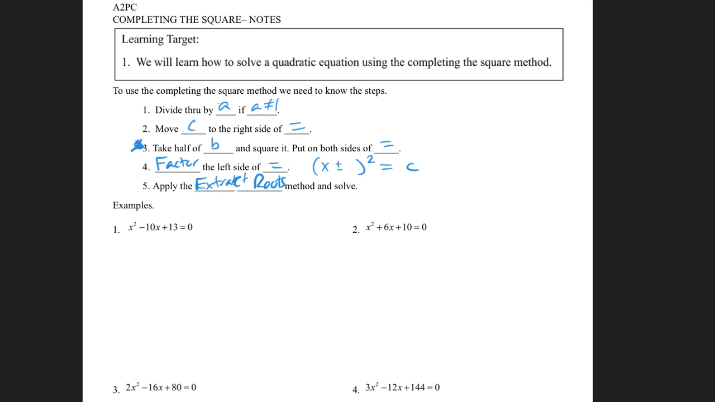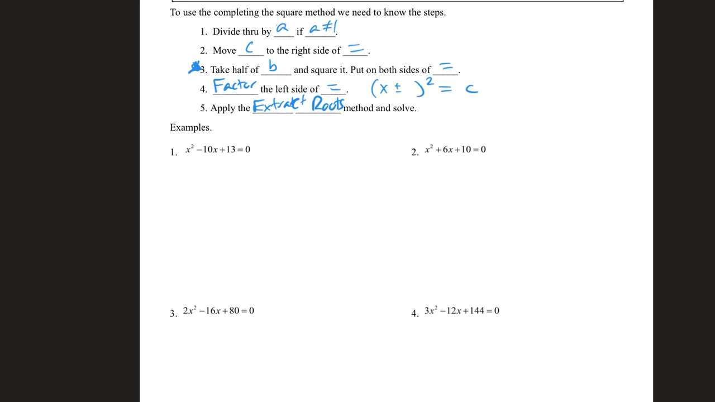Okay. So then real quickly, you have one or two examples to look at. First problem, x squared minus 10x plus 13. My a is already equal to 1, so I'm going to skip the first step. So I'm going to skip step 1 from above. The second step is to move c to the right-hand side, so I'm going to subtract 13. So I get x squared minus 10x, and then I'm going to leave a blank for the next step.